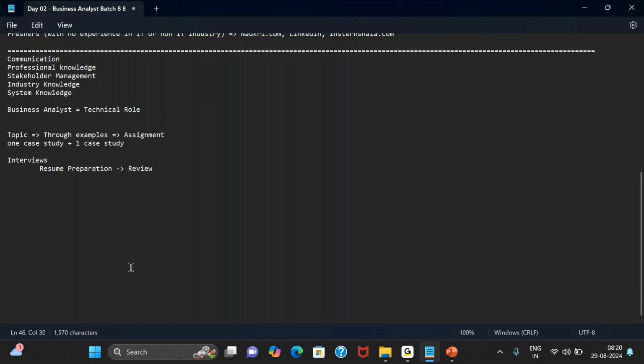Okay, so it's not that we will just tell you to put all these points in your resume and then forget about it. We do a review as well. Okay, so once you prepare your resume, share it with me, we'll review it and then accordingly give feedback if there are any changes to be made. Okay, then we will also work on commonly asked interview questions.